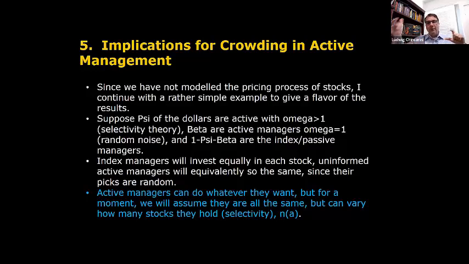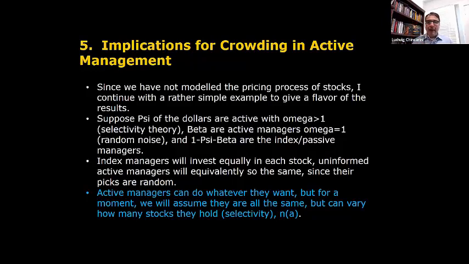Okay. I've just got a few minutes before we do Q&A. So I'm going to move back to crowding, okay? And again, what am I trying to do here? I want to talk about a world where we have active and passive. So here, I created this simple model. And now let's assume that psi, I would do the Greek symbol, but it takes a long time in PowerPoint, psi of the dollars are active with omega greater than 1. So we have a portion of the investment world that is active managers, and they have an omega greater than 1. So they're these good managers, okay?